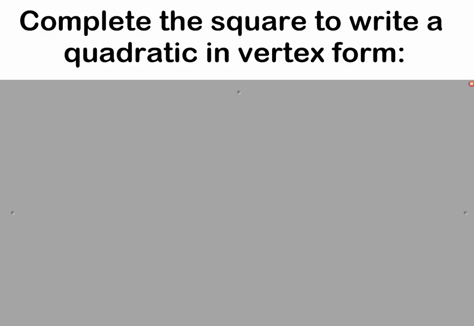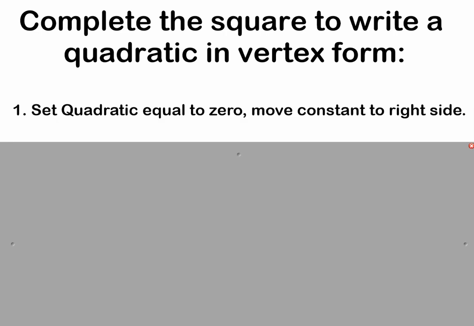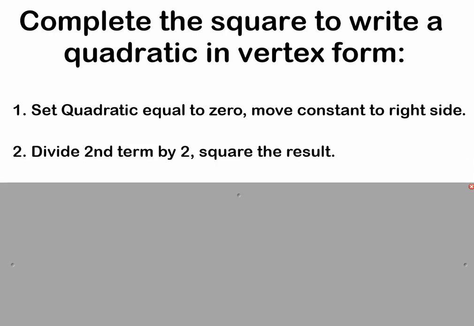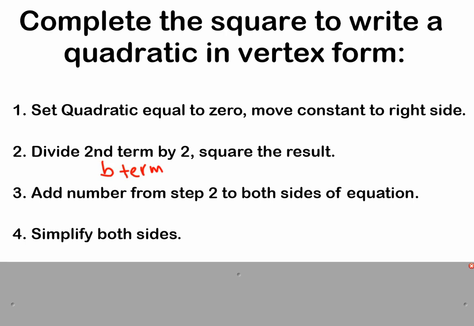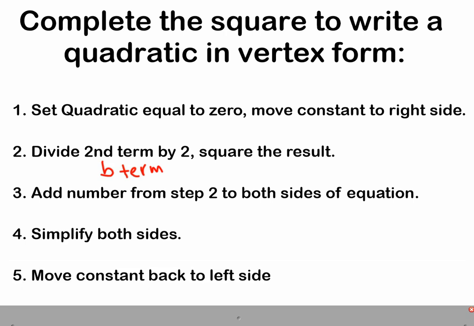Now that we understand how to find the vertex from vertex form, we need to find out how to create vertex form when a quadratic is given in standard form. The very first thing we need to do is set the quadratic equal to 0. That means we need to move the constant to the right side. Then we're going to divide the second term, that's the b term, by 2 and square the result. We are going to add that number we just got to both sides of the equation. We are going to simplify both sides and finish by moving the constant back to the left side of the equation. Let's take a look at this in action.